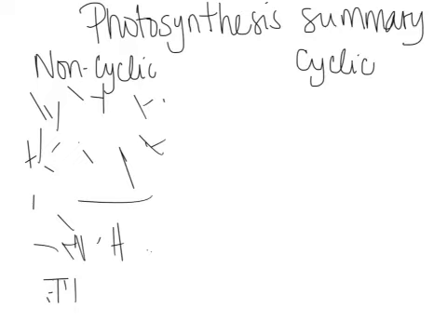Now in cyclic electron flow, we only use one photosystem. And in this one, we're going to use photosystem 1. So PS1 is the photosystem we're using. The water is not going to get split every time. Water only gets split once in this system, in cyclic. It only happens one time. So electrons are only replenished one time.